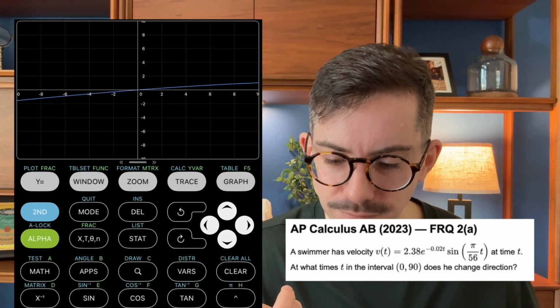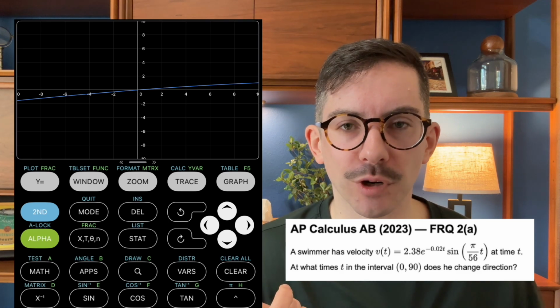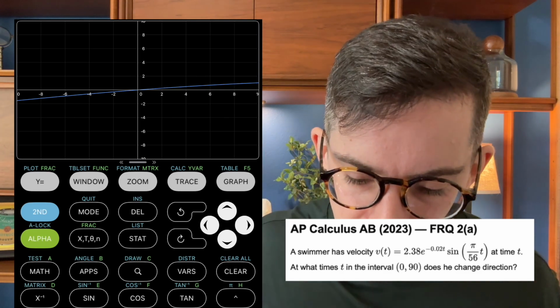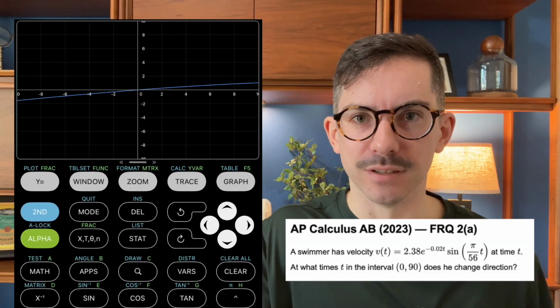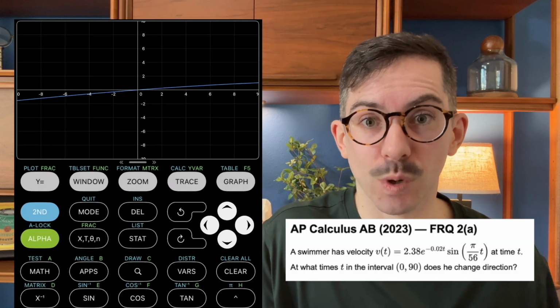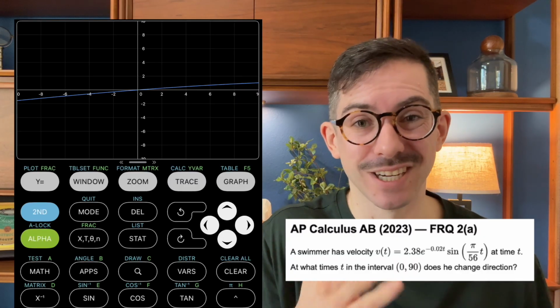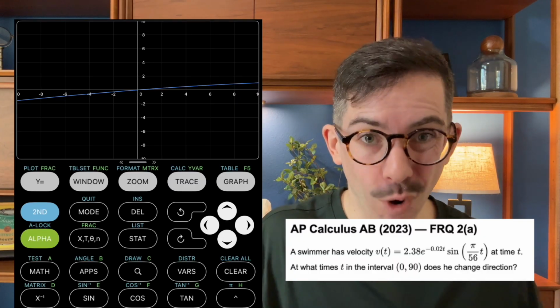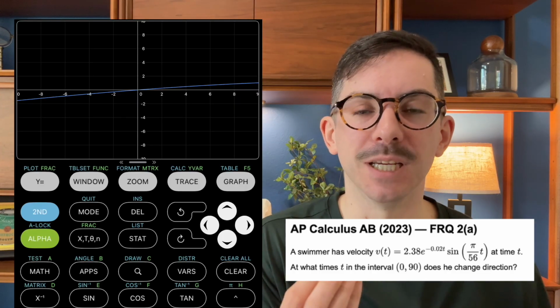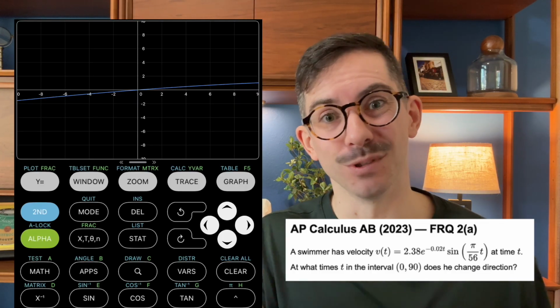Well, okay. This is what we mean when we talk about an appropriate window. You can see that the velocity changes from negative to positive at the origin, okay? But my time started at t equals 0, so I'm not really interested in what is happening beforehand. So I need to figure out what's happening between t equals 0 and t equals 90.